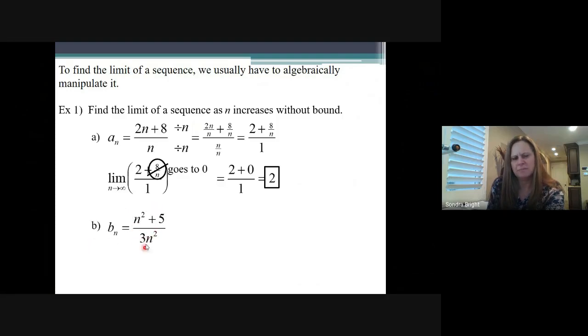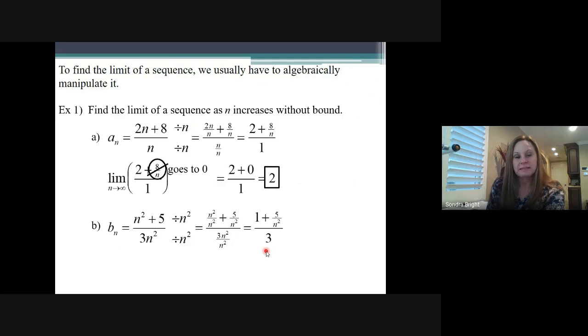Both top and bottom, right? I'm going to divide by n squared, both top and bottom. You'll have n squared over n squared plus 5 over n squared on top. And on the bottom, you'll have 3n squared divided by n squared. The n squareds here will cancel. You'll be left with a 1 plus 5 over n squared. That didn't simplify. And then 3n squared over n squared ends up with a 3.